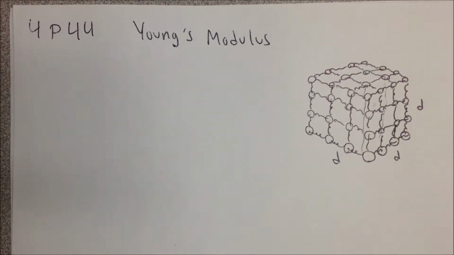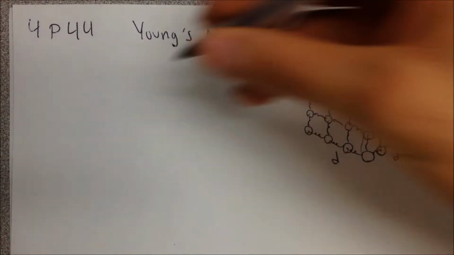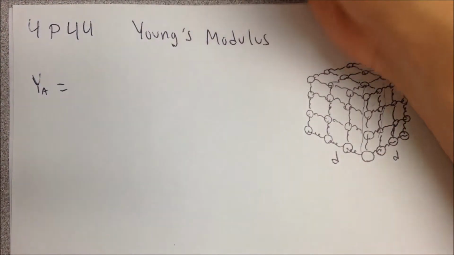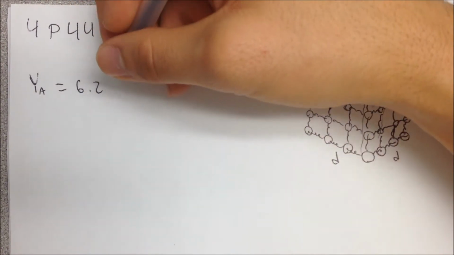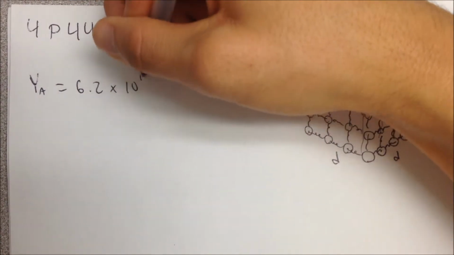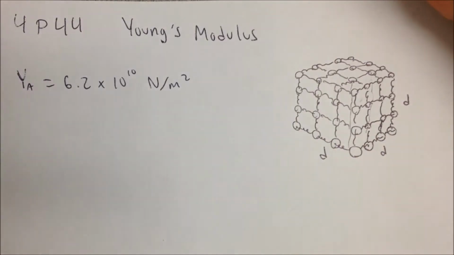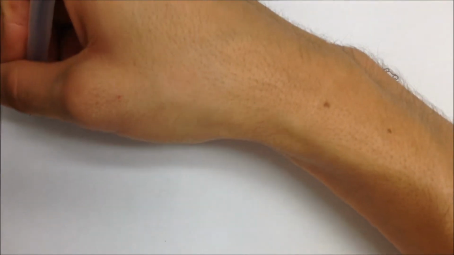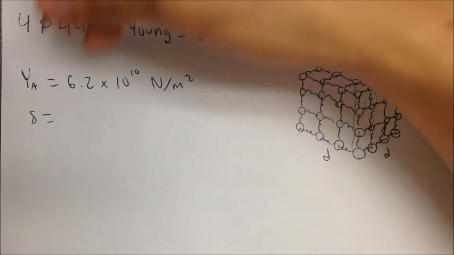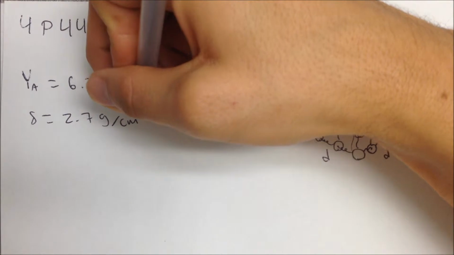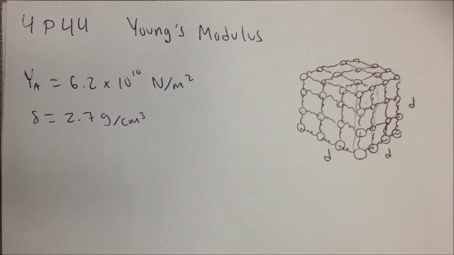Problem 4.44 is a Young's modulus problem. We're given the Young's modulus of aluminum, which is given as 6.2 times 10 to the 10 newtons per meter squared. The density of aluminum is given as 2.7 grams over centimeters cubed, and the molar mass of aluminum is 27 grams.